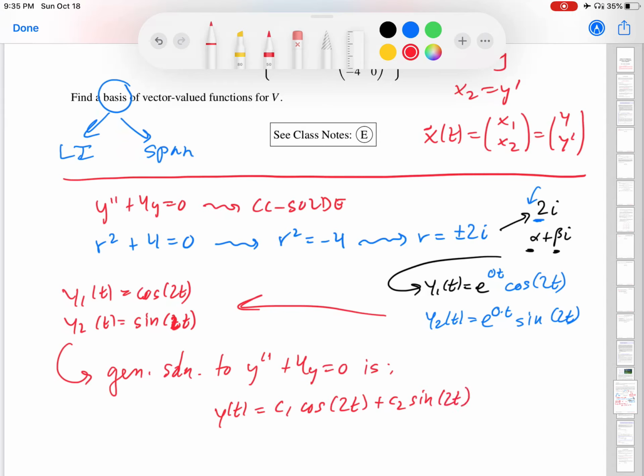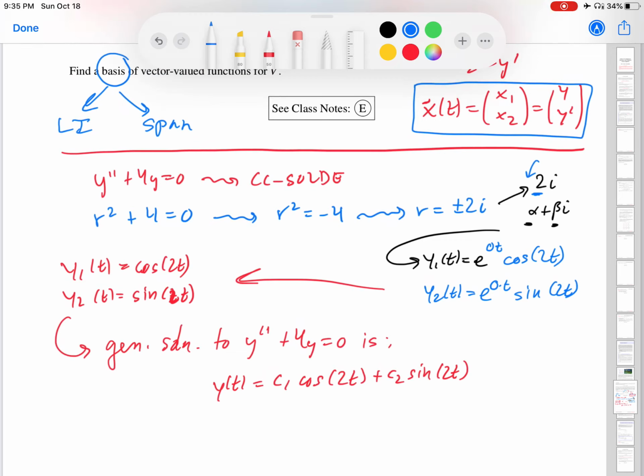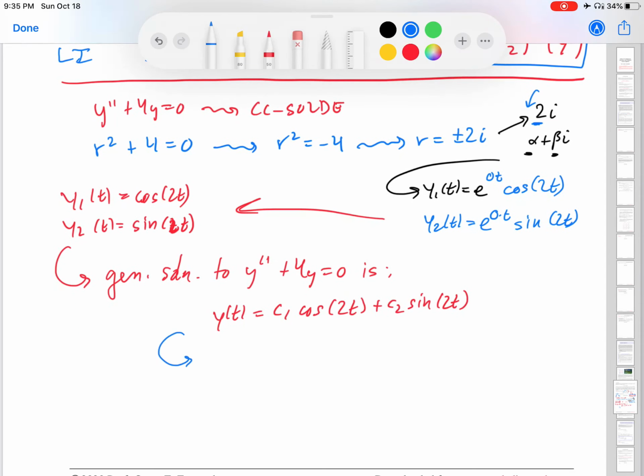Okay, so at this point, it seems like I've just disregarded what lesson we're in. We're in lesson 14. There's a vector valued function that we're supposed to be talking about up here. So now let's get back to that, right? Remember, the y that we have found is the same y here. That's x1. So what I have just been able to find, to show, is that x1 of t, which equals y of t, equals c1 cosine of 2t plus c2 sine of 2t.